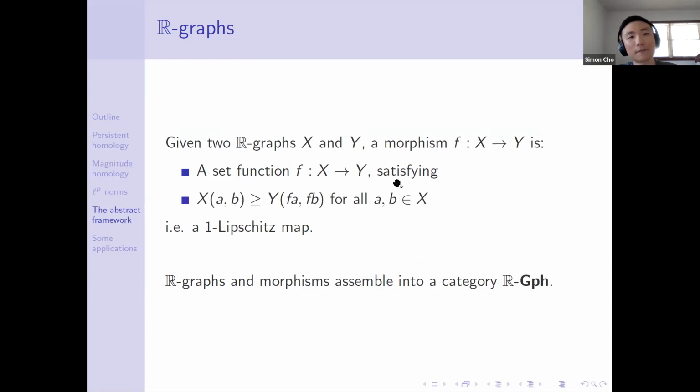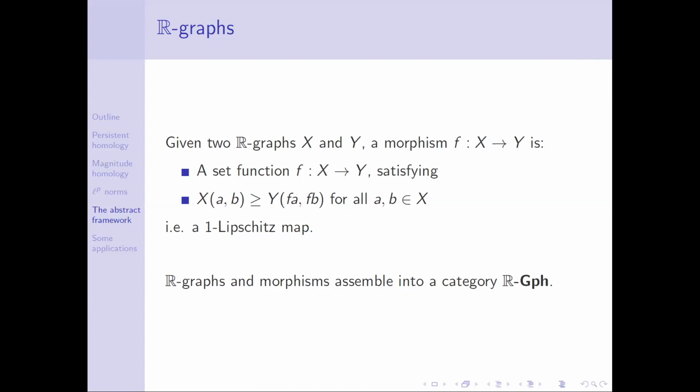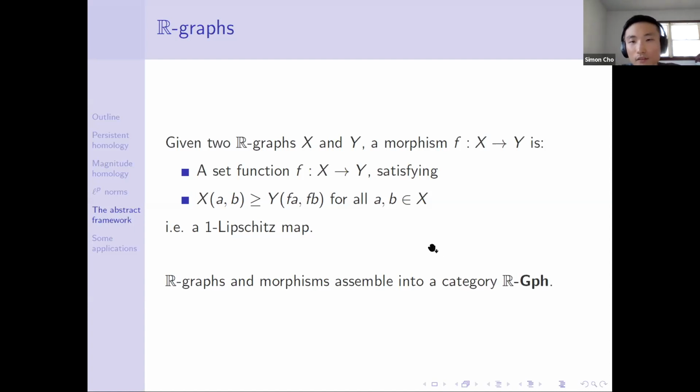Okay. So if you have two R graphs, X and Y, a morphism between them is just a one Lipschitz map, a distance non-increasing map. It makes sense even if they don't obey the metric space axioms. And then the category of such is just R graph. Okay?